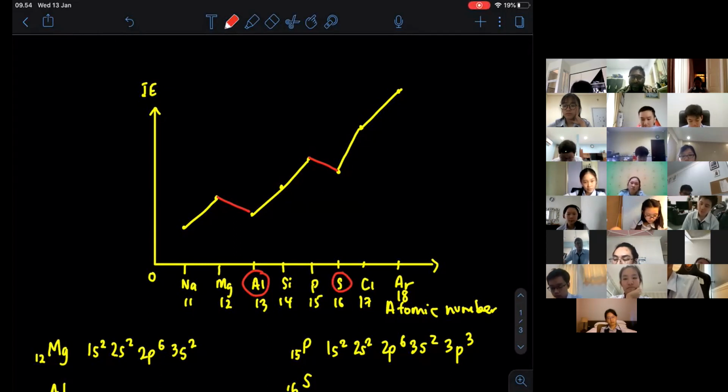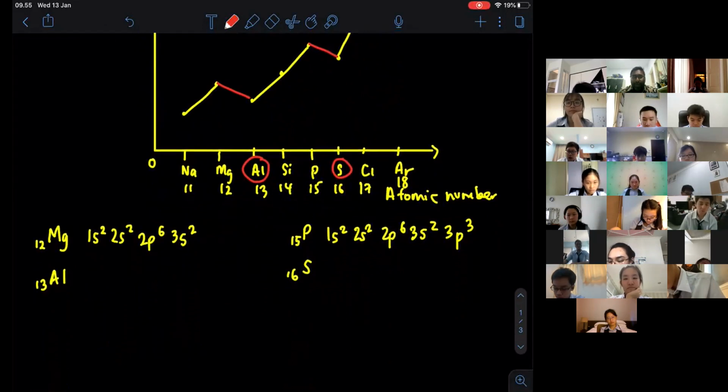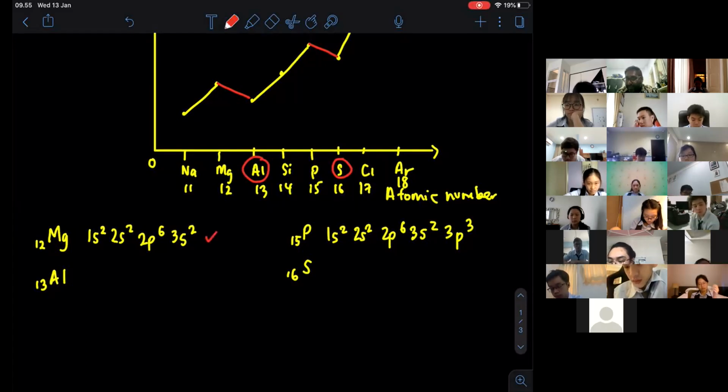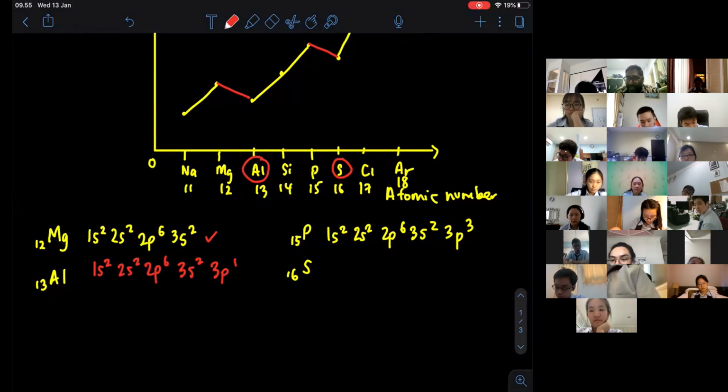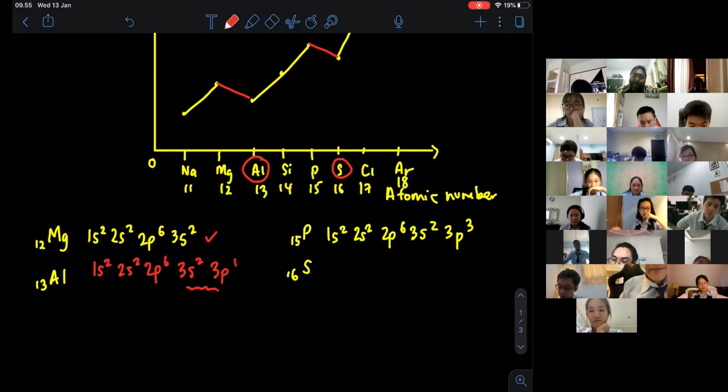The reason is related to the electronic configuration that we learned earlier in AS. If you write down the electronic configuration for magnesium, you will have 1s2, 2s2, 2p6, and 3s2. When I write down the electronic configuration of aluminium, the electron that you are trying to remove from aluminium is at the 3p. Even though 3p is in the same principal quantum shell, the 3p subshell is slightly further away from the nucleus.